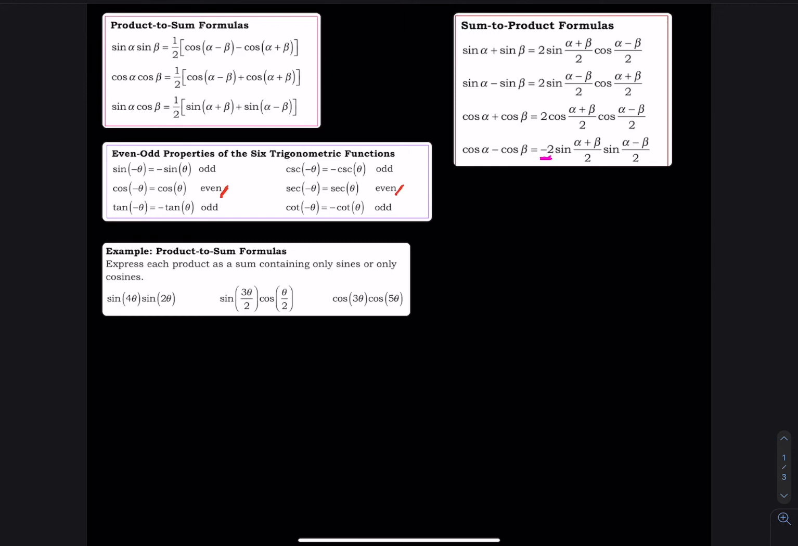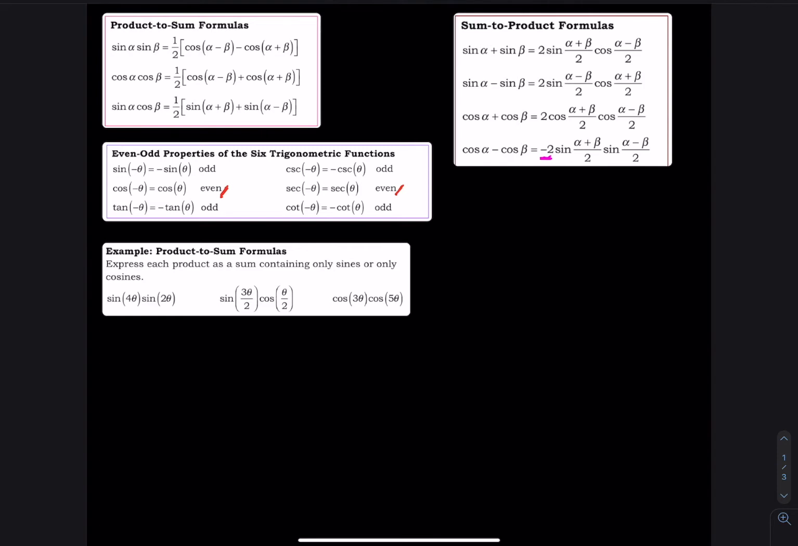We have a lesson on product to sum and sum to product formulas. Product to sum is where you start as a product, so sine alpha times sine beta, and then you rewrite that as equal to something that has a sum or difference in it. So that is called product to sum. Start as a product, end with a sum or difference.